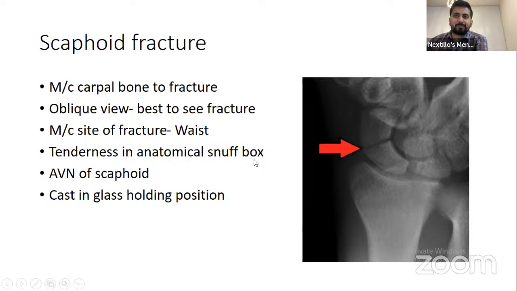Now, if the waist of the scaphoid is fractured, what is important is that there can be avascular necrosis of the proximal part because the blood supply of the proximal part is precarious and comes from the distal part. So if the waist is fractured, the blood supply might be hampered, and this might lead to an avascular necrosis of the scaphoid. The scaphoids are best casted in a glass holding position.